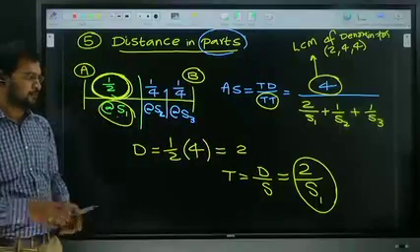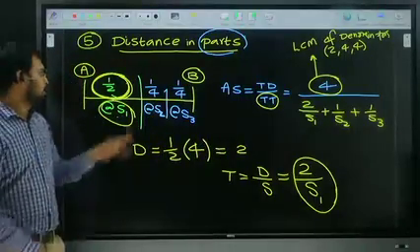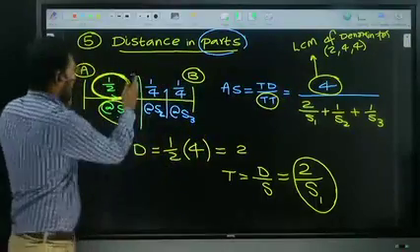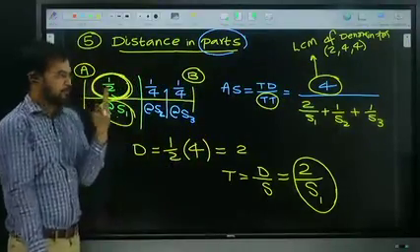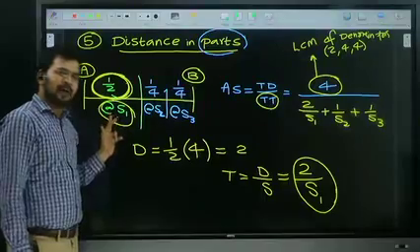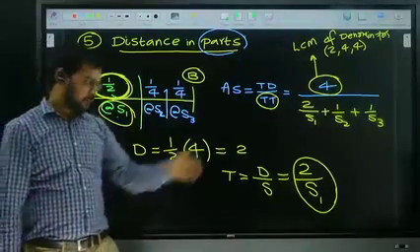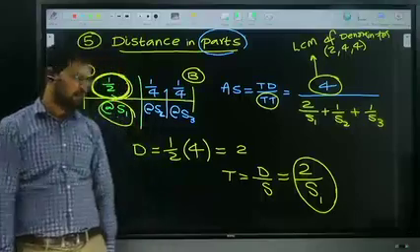Very good. So I assume the total distance as 4. Out of 4, half is nothing but 2. S1 is the first part journey speed. Are you okay, Sunny? This is very, very important.